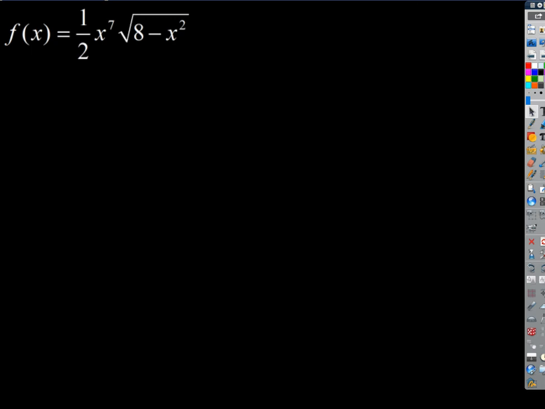Remember, before break we talked about how taking derivatives is really not that hard. Sometimes simplifying gets hard. It's actually taking the derivative, you guys know the rules now, but it's the part after that gets a little tougher. So let's do this one.